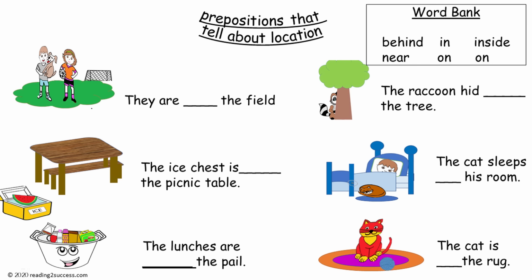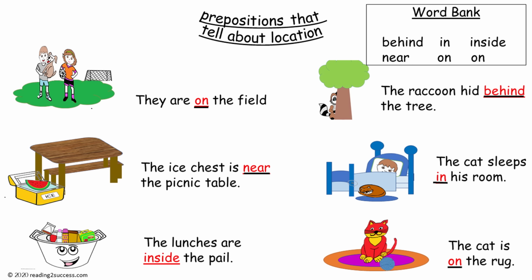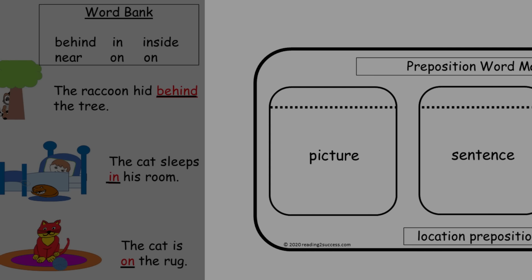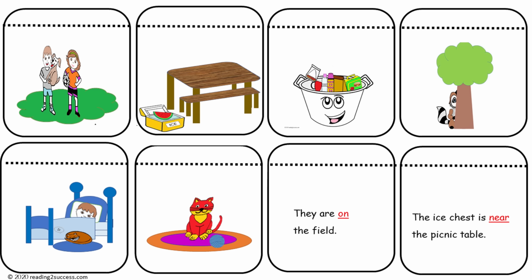And this is a guided practice to complete with kids about prepositions that tell about location. There are 6 words in the word bank for kids to choose from, and there are 6 sentences to complete. And this is a completed example. And these are the 3 templates to make the preposition word mat for location.